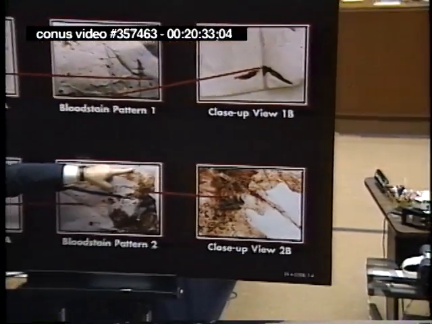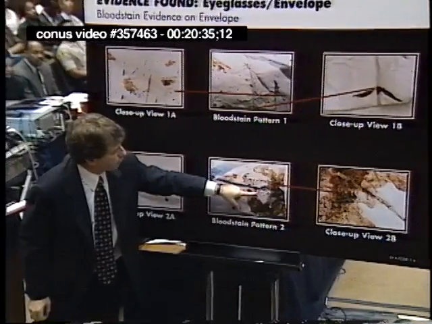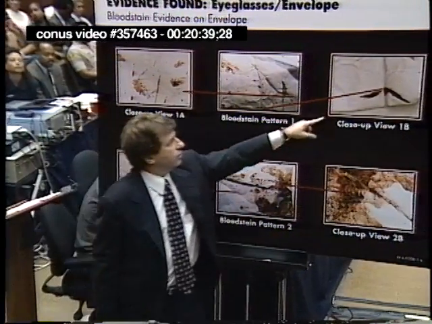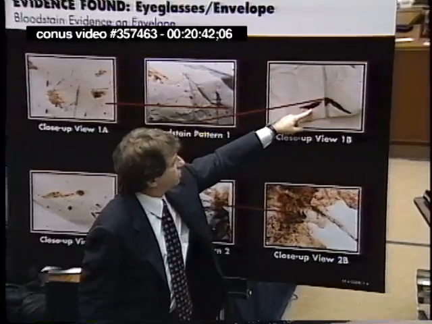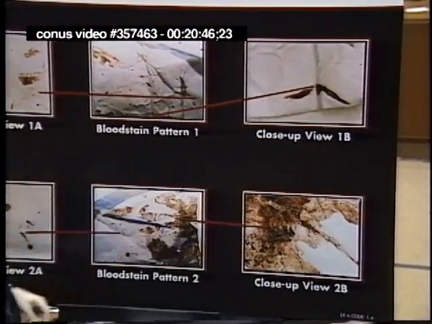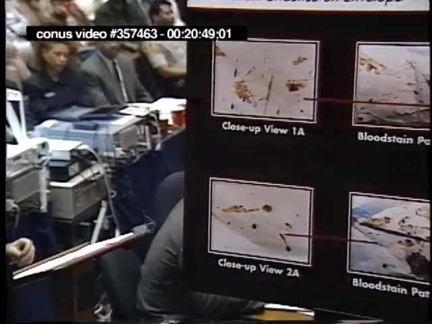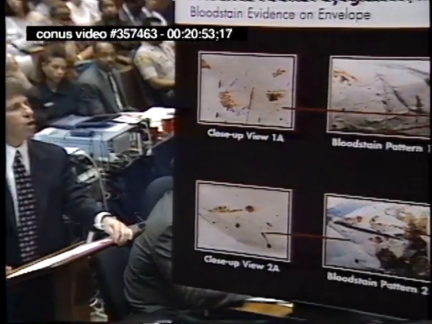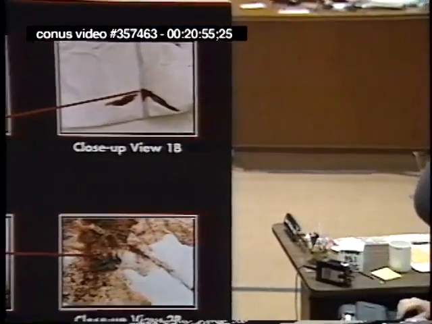Dr. Lee, the imprint that you described on 1348, the imprint you've described as 1347, the mirror image you've described under the picture close-up view 1B, are all those consistent with this envelope being manipulated when the blood was wet?